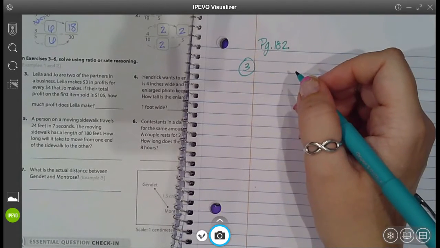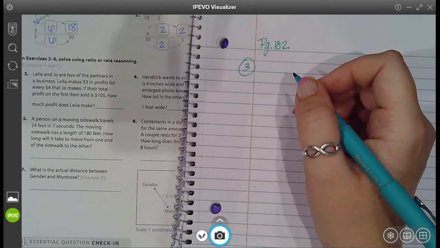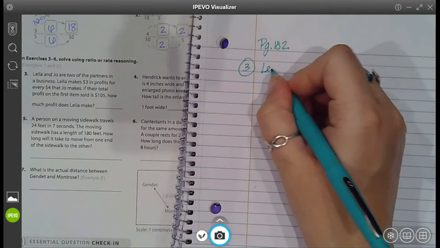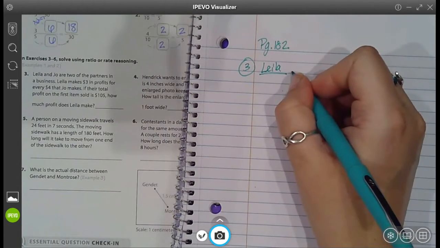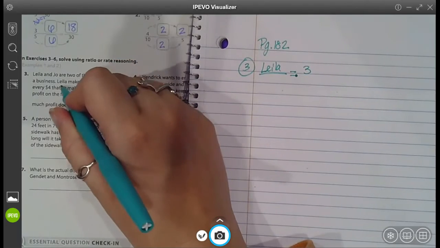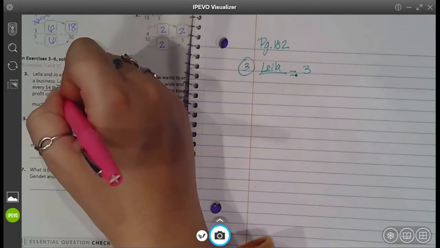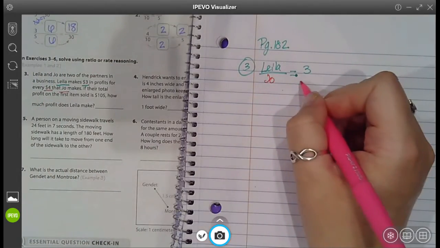On problem number 3, we're talking about Layla and Joe, two of the partners in a business. Layla makes $3 in profits for every $4 that Joe makes. So Layla makes $3 for every $4 that Joe makes.